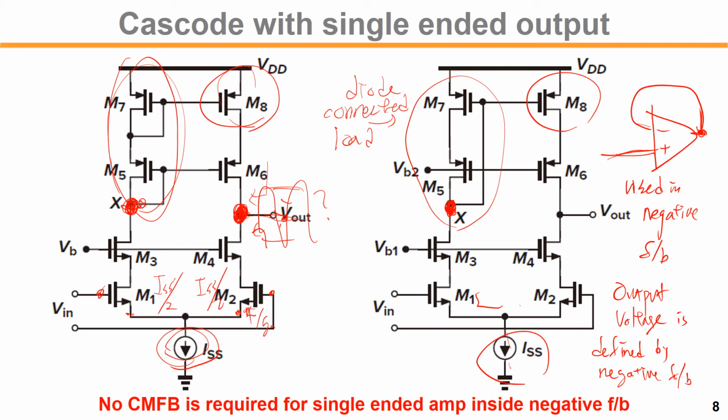So whenever you have this kind of diode-connected circuit, a single-ended output amplifier, you don't need CMFB. But as you saw in the previous examples, for the fully differential amplifier, you must have additional common-mode feedback circuits to make sure your amplifier operates inside the desired operating point. Okay.